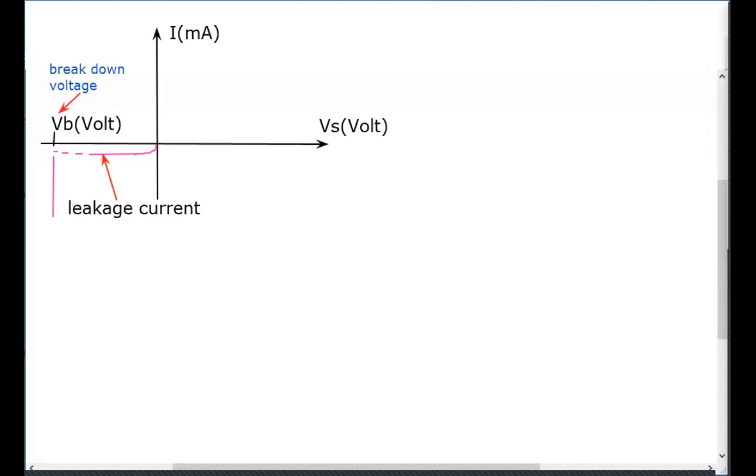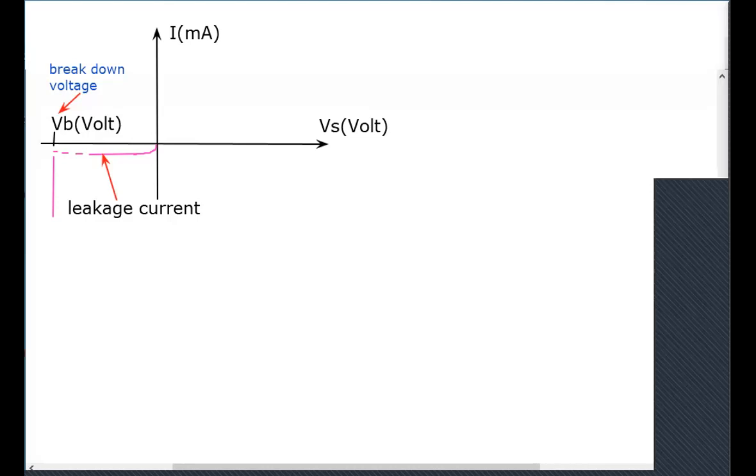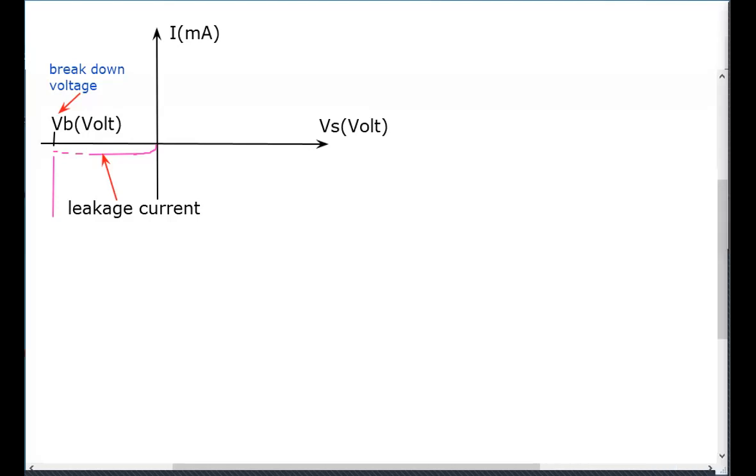We'll stop. That supply voltage is known as, use a different color pen and write, breakdown voltage.